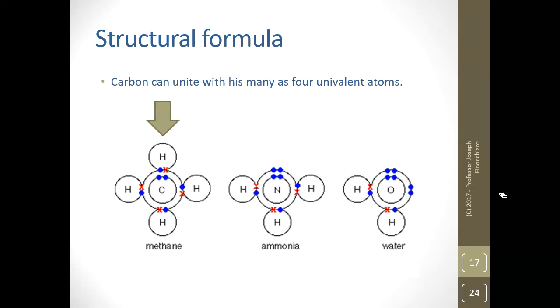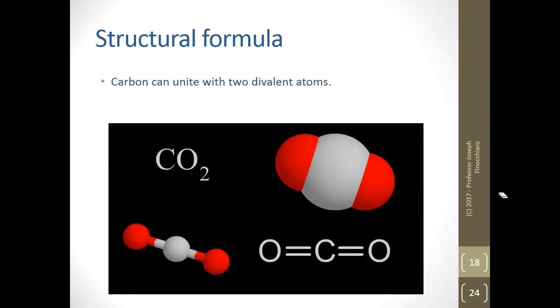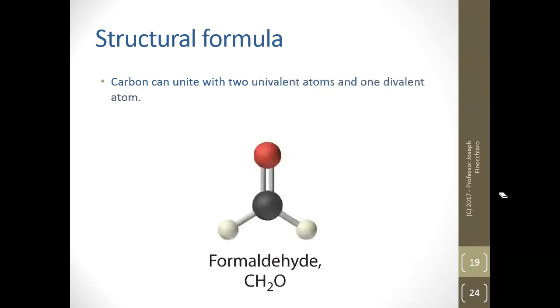So depending on the number of atoms that we share, we reduce the number of other connections we can take. If you can have 4, someone is sharing 2, you can only share another 2. Carbon can unite with 2 divalent atoms. So CO2. You can see carbon in the middle, and it shares 2 atoms each with an oxygen on each side.